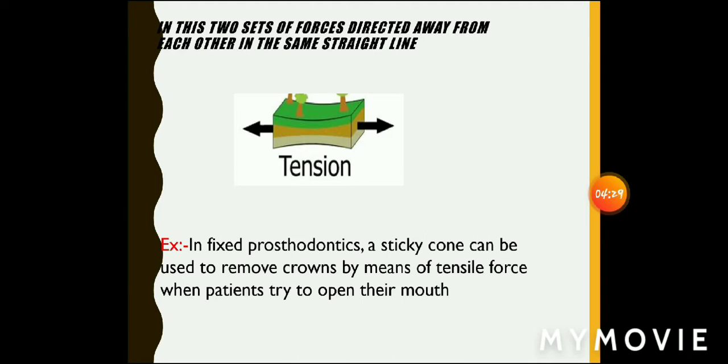The best example is, I don't think you have encountered it in fixed prosthodontics. When you are replacing a missing tooth, you'll give a crown. What happens when there is sticky food like a caramelized chocolate? Because of the stickiness to the adjacent tooth structure or the opposing tooth, it will try to pull the crown. So this kind of pulling force is called the tensile forces that are developed in the oral cavity.